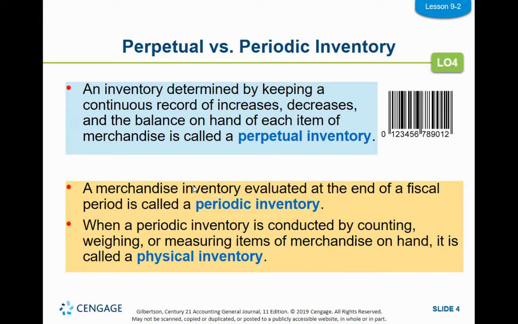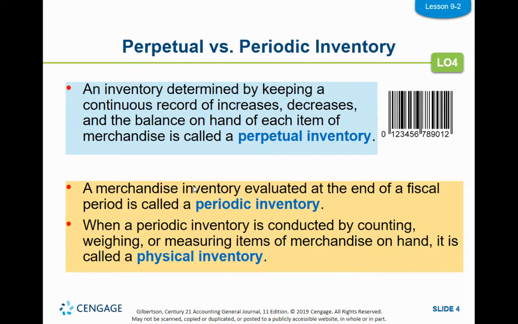And then most businesses will, at some point in time during this year, do a physical inventory. So the first one, a merchandise inventory evaluated at the end of a fiscal period, is called periodic inventory. A lot of businesses will do a periodic inventory monthly, quarterly, yearly. It just kind of depends. And the way they do that is through a physical inventory, where they go through the store and physically count everything that you have in the store.